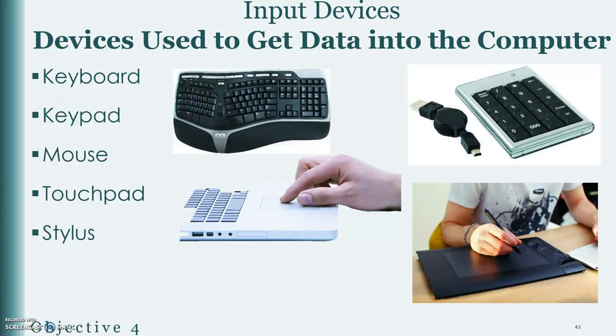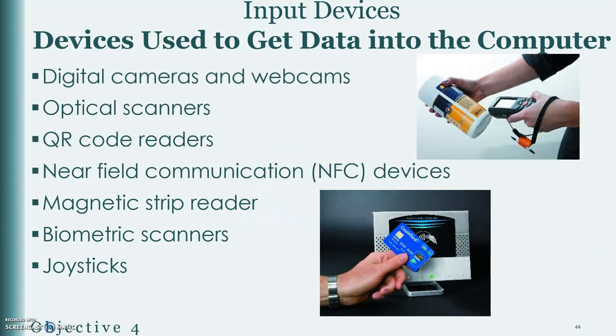The keyboard and the mouse are the most common input devices. Okay, so keyboard and mouse, two most common input devices. Digital cameras and webcams are among the ways to input data into computers. Optical scanners convert photos or documents into digital files. QR code readers and barcode readers provide information about products.